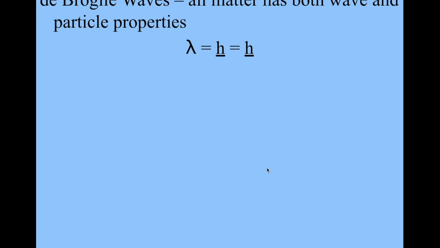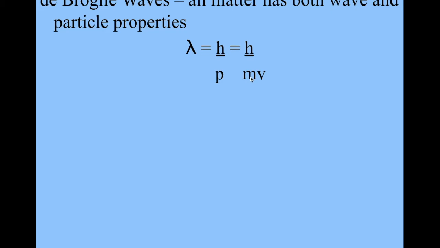So de Broglie said that all matter has both wave and particle properties. So the wavelength, if I look at this, we don't experience these wave properties for particles because they're so incredibly small and we cannot detect them.